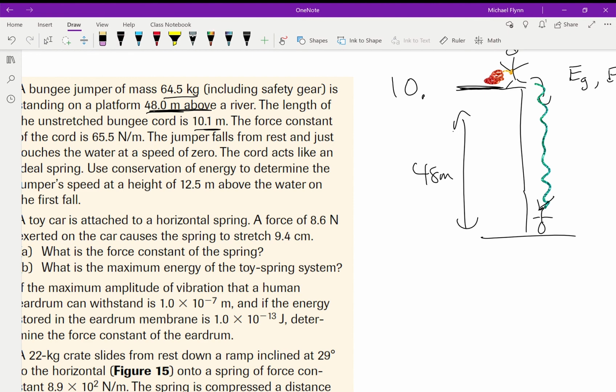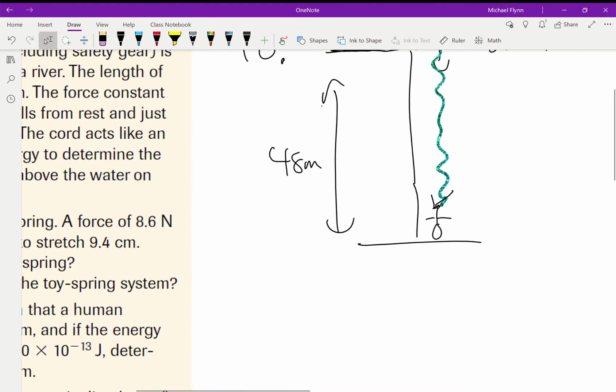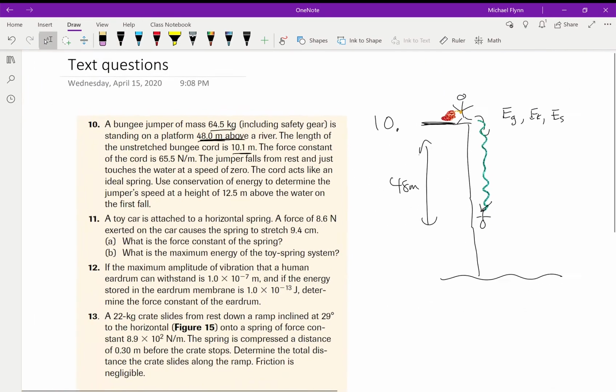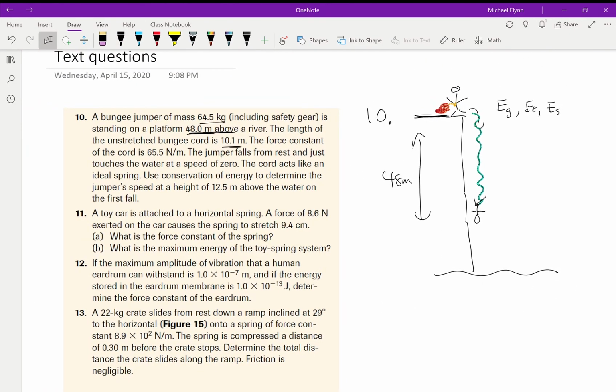Now I'm gonna erase this line at the bottom, if it'll let me. Okay, so I'm gonna erase that line at the bottom. He doesn't quite go down to the bottom, as I read it here. All right, so he's 48 meters above the river. The length of the unstretched bungee cord is 10.1 meters. The force constant is 65.5 newtons per meter at a height of 12.5 meters above the water. So it's 48 meters all the way down, but he ends up 12.5 meters above the water line.